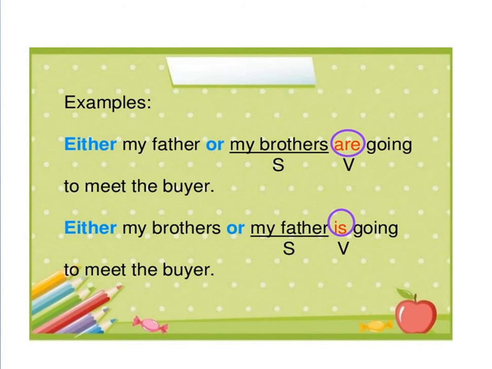Either my brothers or my father is, like my father is a verb, and then before the verb the nearer subject is my father. My father is a singular subject, so we are supposed to write the singular verb. So my father is going to meet the buyer. So it is clear with both examples. If it's "neither...nor" or "either...or", you have to apply the same rule.